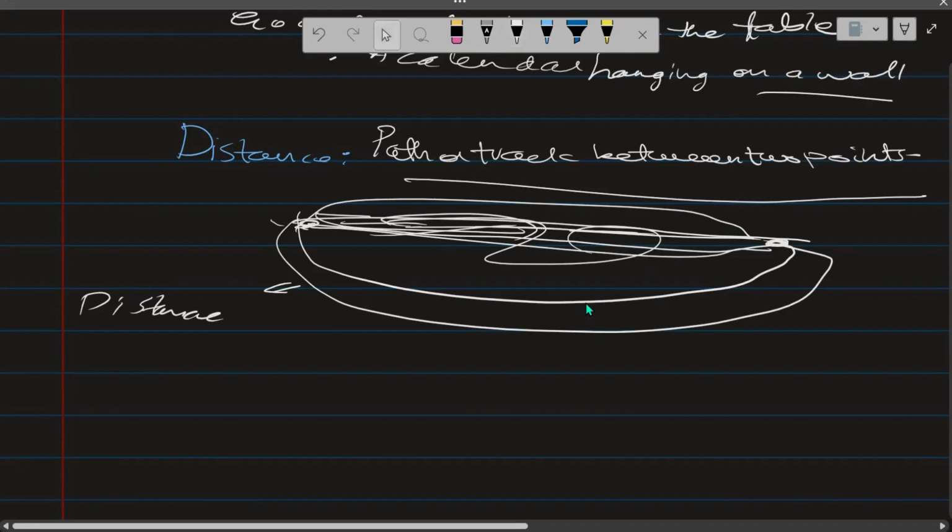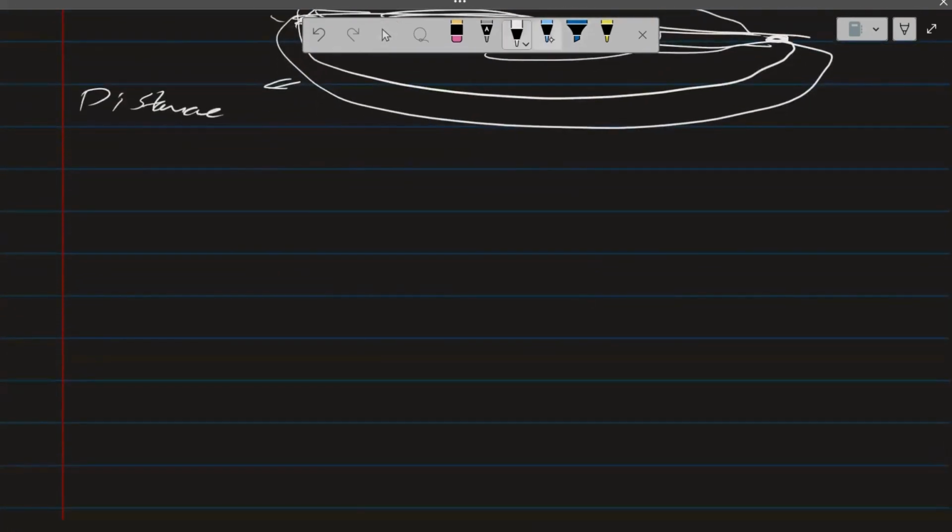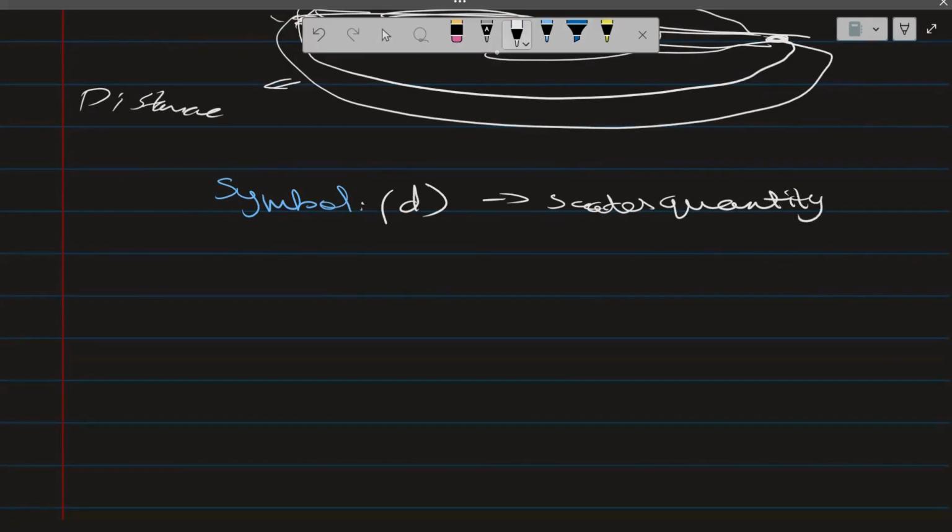Now what is the symbol of distance? It is basically d, small d, okay, and it is a scalar quantity. And with it, its SI unit. So what is the SI unit of distance? Basically, the SI unit of distance is meter, okay. So this is the symbol, and this is the SI unit.